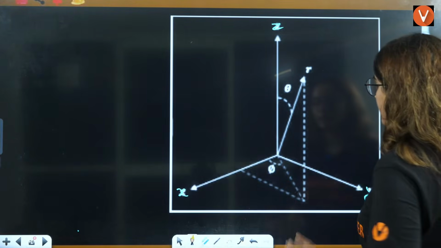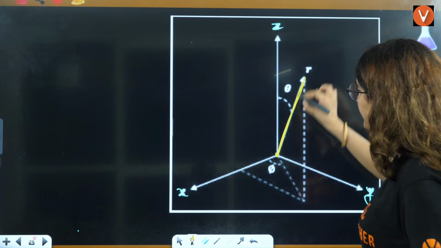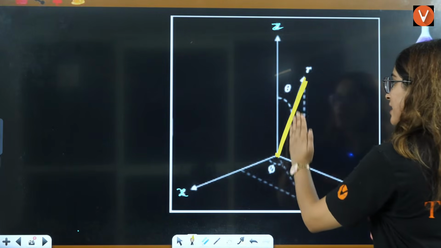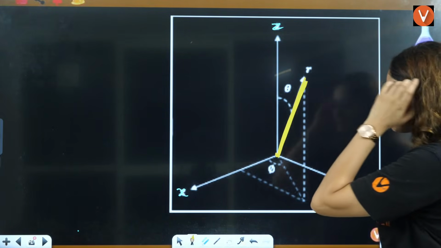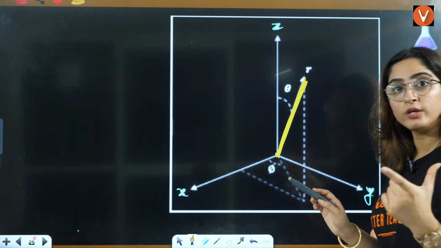Let's say this is the nucleus, okay? So how much is the radius? That is defined by the radial wave function. Now, from this distance, if you have this angle, that is the angular wave function.